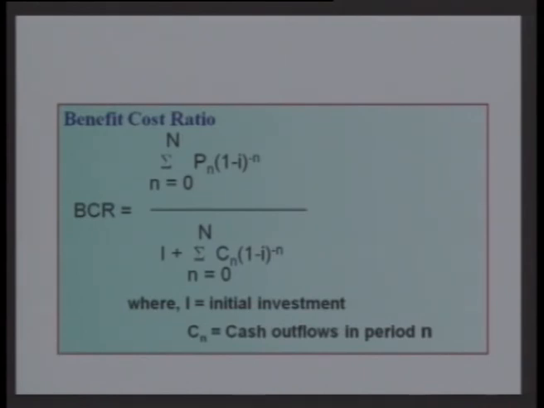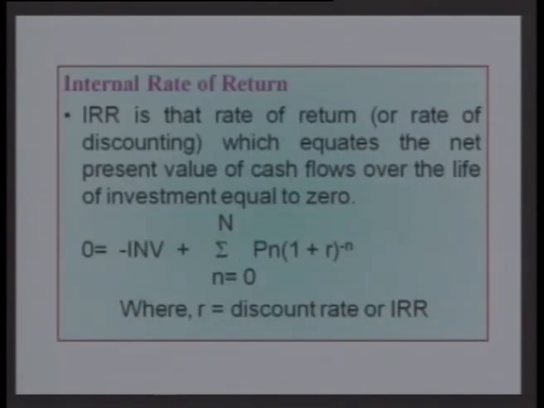The decision criteria is that it should be more than 1, and the higher this ratio, the better the project's ranking. In the case of net present worth, the value generated is in terms of rupees or dollars, and the more the net present worth, the higher the ranking of a particular project, and the lesser the net present worth, the lower the ranking of that particular project.